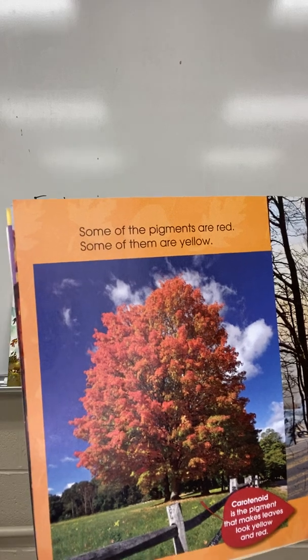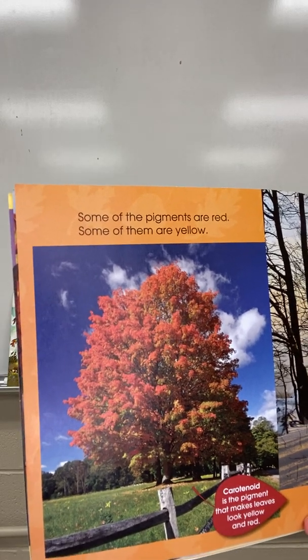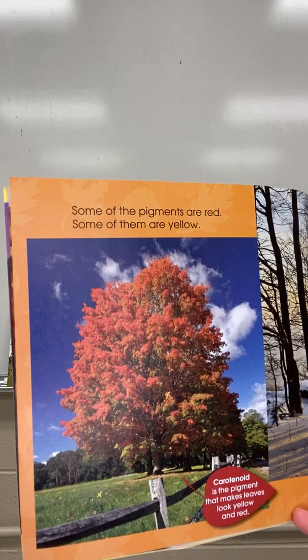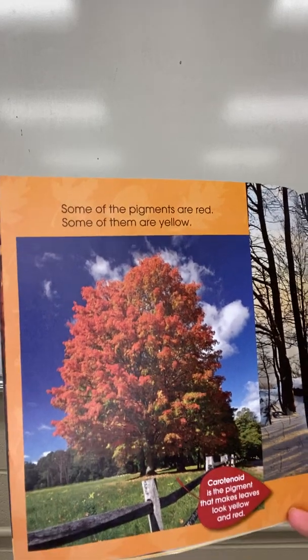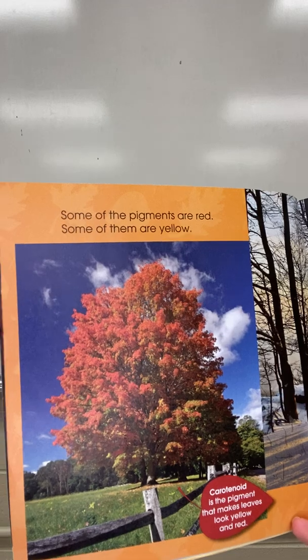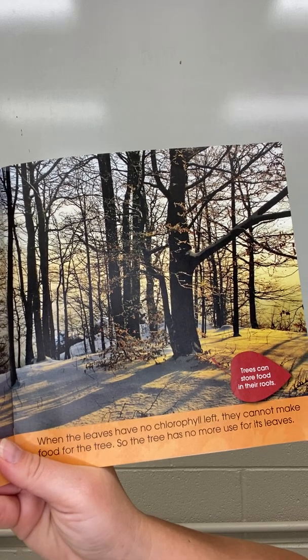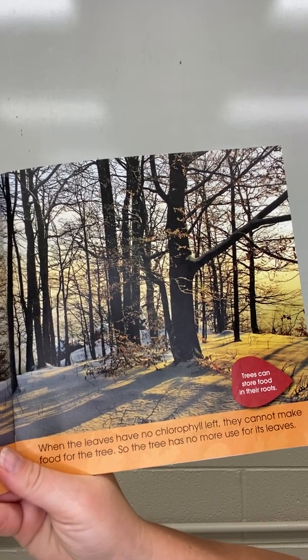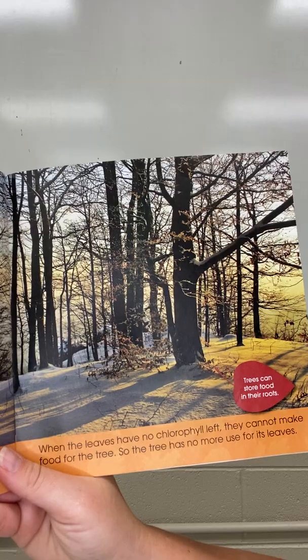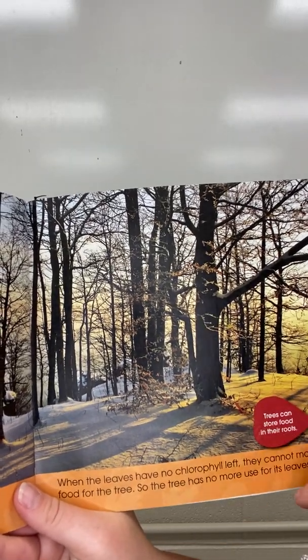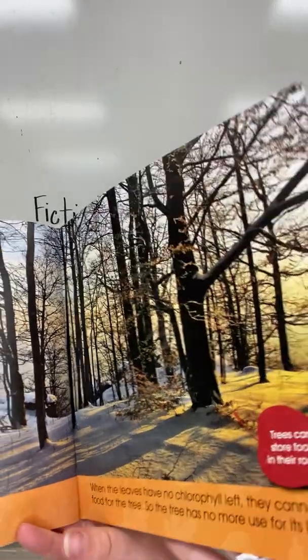Some of the pigments are red. Some of them are yellow. Have you ever seen trees with leaves red and yellow? When the leaves have no chlorophyll left, they cannot make food for the tree, so the tree has no more use for its leaves. Trees can store food in their roots.